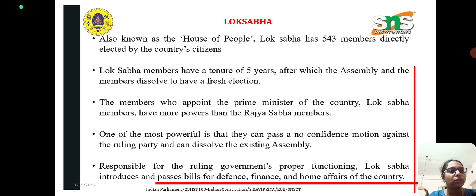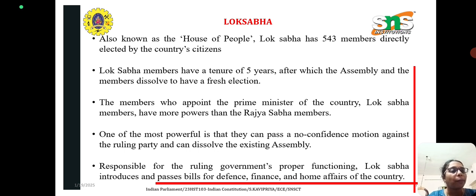First, we can discuss this Lok Sabha. Lok Sabha is the lower house of the people. Lok Sabha has 543 members directly elected by the citizens of India. The tenure of the Lok Sabha members is 5 years, after which the assembly and the members dissolve to have a fresh election.